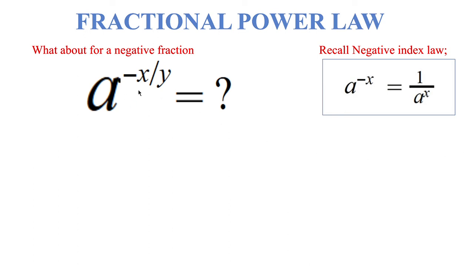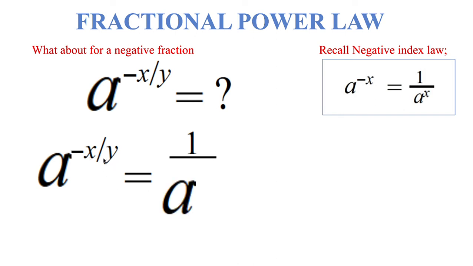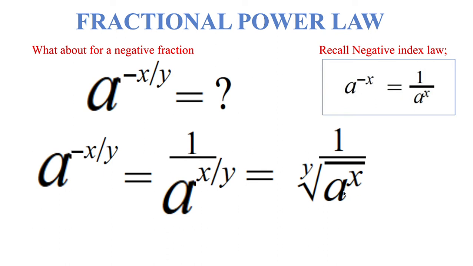So now let's come back to this. To solve this, the first thing I do is to take off the minus sign. So it becomes 1 over, and the power becomes positive. We have the base raised to positive x over y. Now we can still evaluate this further. It becomes 1 over. As I was saying just now, when a base is raised to a fraction, the base carries the numerator, which is this, then the denominator becomes the root of that power and base. All right, so this is how we evaluate a base with a negative fraction.